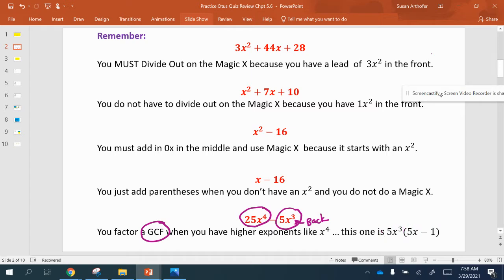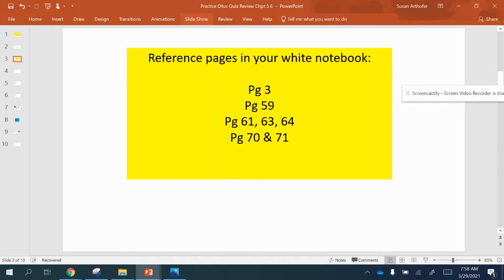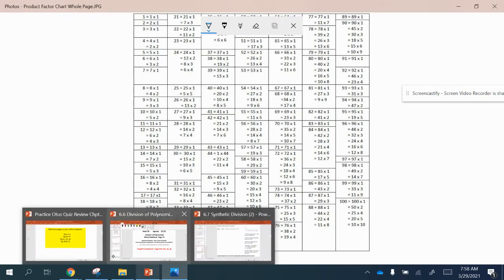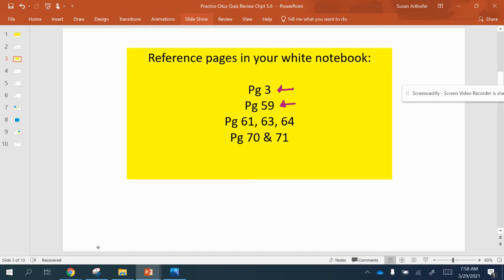So GCF factoring is one of the more difficult ones for students. I would refer you to page 59 of your notes, because that's where we did all the GCF factoring. Now, page 3 of your notes, in order to do the factoring, is your chart that looks like this. And page 61, 63, 64, 70, and 71, this is all the magic X factoring. Okay? And this is your chart. So those are the pages in your notebook that you should be referring to.